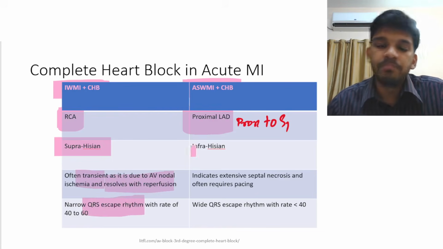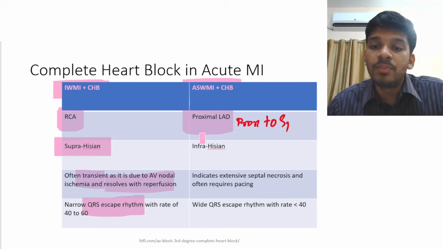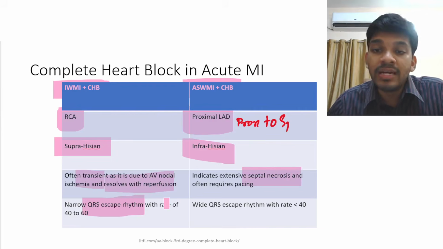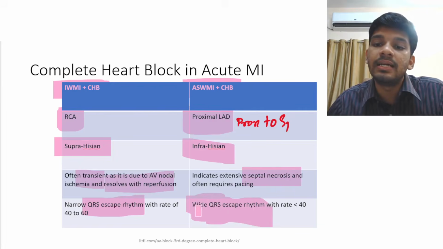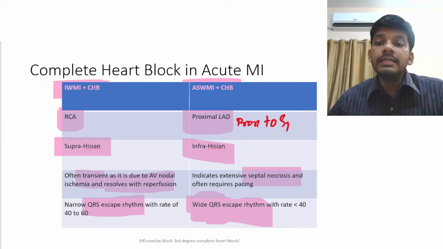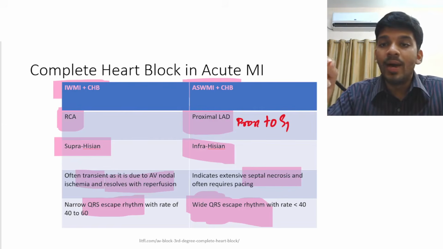Narrow QRS escape rhythm. Whereas if it is seen in an anteroseptal wall MI, it indicates that there is extensive necrosis of the septum, because of which the His and infrahisian bundles themselves are affected. There is a wide QRS escape rhythm indicating that it is a ventricular escape rhythm. So what you get here is a ventricular escape rhythm, and this often requires pacing.